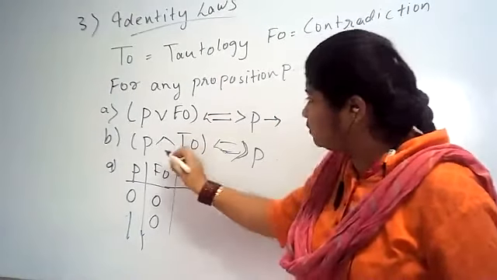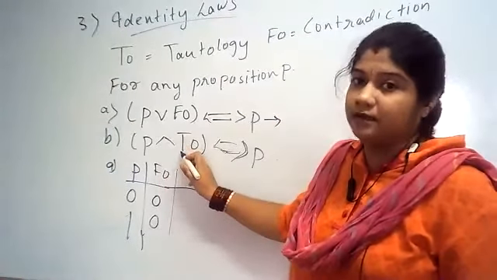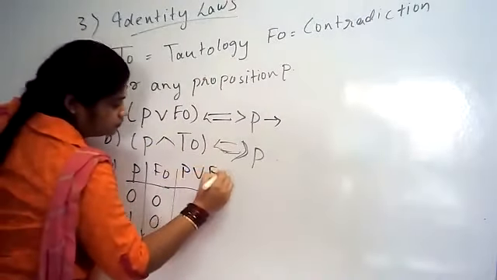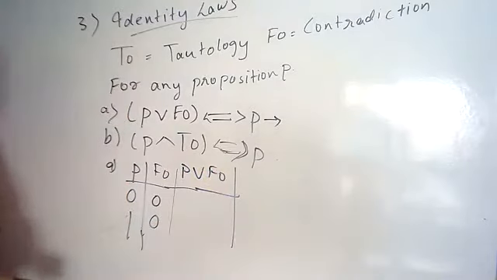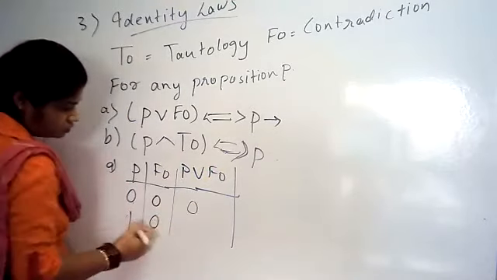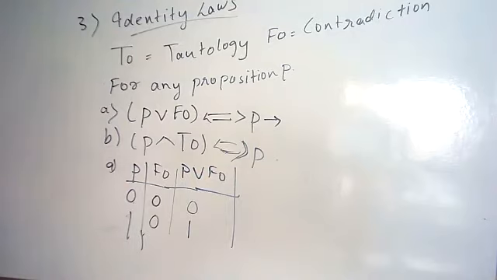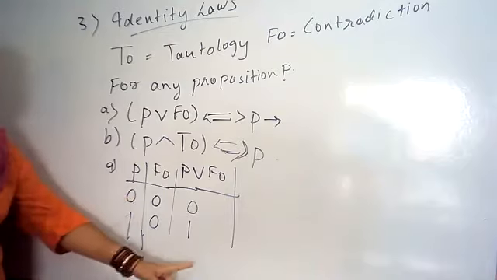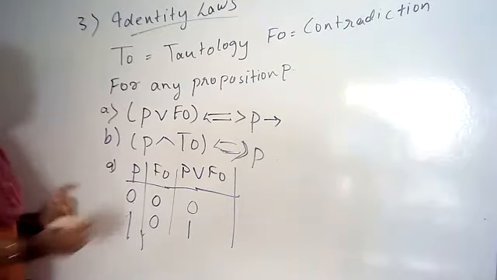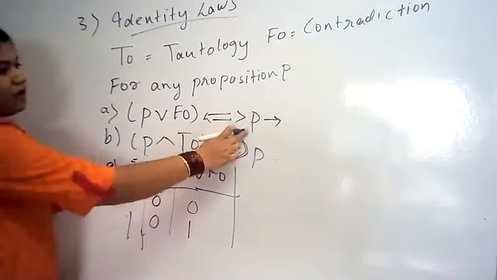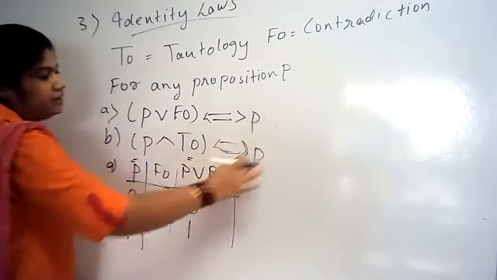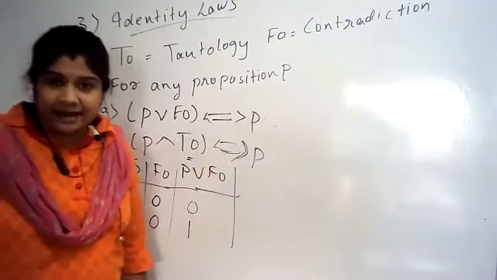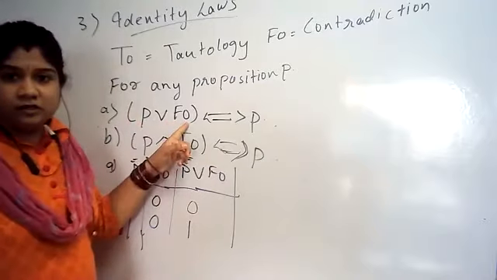So we need to calculate P disjunction F0. We will see what the result will be. 0, 0, 0, 0, 1, 1. Whether it is the same as P: 0 is 0, yes, 1 is equal to 1. Whether these two are the same, yes. So we have written it as P. Similarly, you solve the other one, you will get the same result. So this is the third law called the identity law. P disjunction F0. Don't be confused.